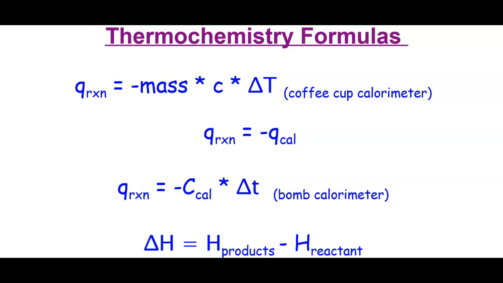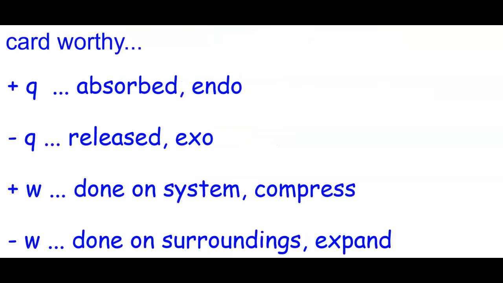The next thing I'm going to show you, these are things that will not be given to you on a test or a quiz, but it's worth writing down in your card as a reference so you start to memorize it and get familiar with it, and then you're not searching for it in your notes. So if you have a positive Q, remember that means heat is absorbed and it's endothermic. If you have a negative Q, that means heat is released, feels hot, exothermic.